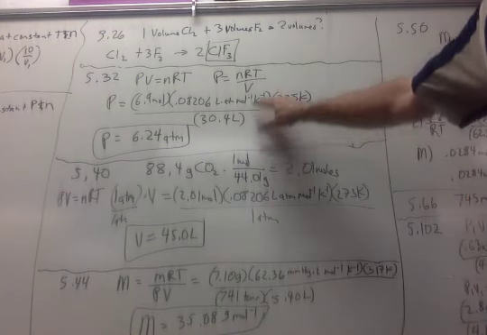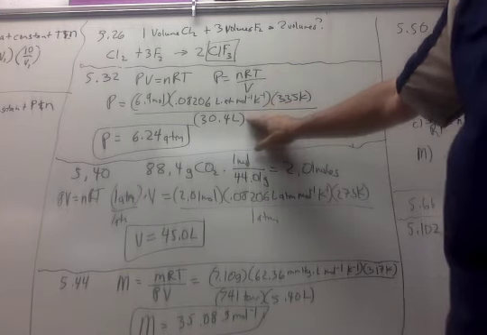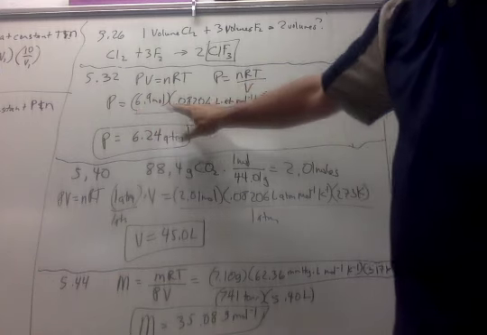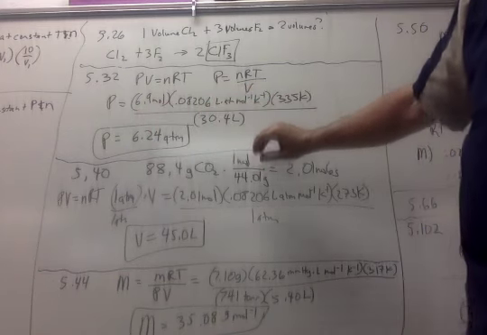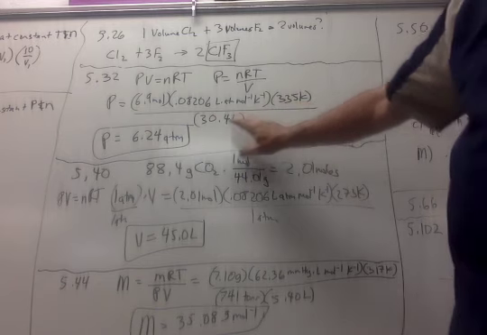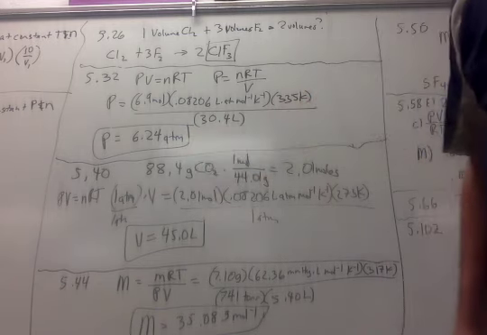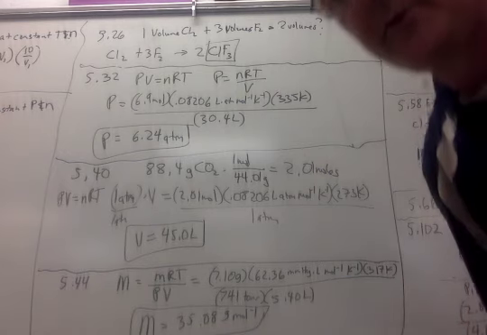5.32, PV equals nRT. Pressure equals nRT over V. These are the numbers given in the problem. 6.9 moles. 0.08206 is R. 335, when you convert to kelvins, divided by 30.4 liters, gives us a pressure of 6.24 atmospheres.